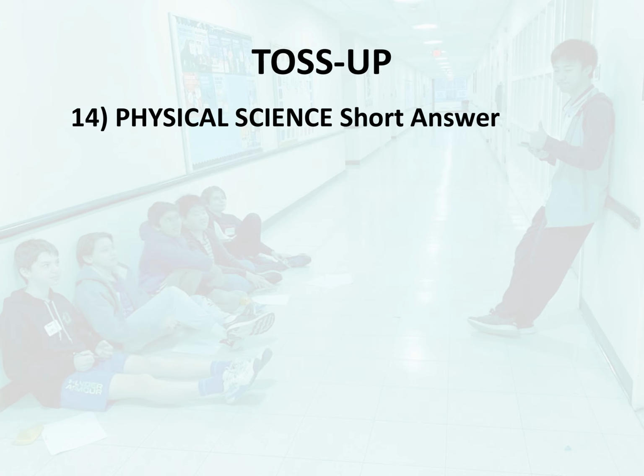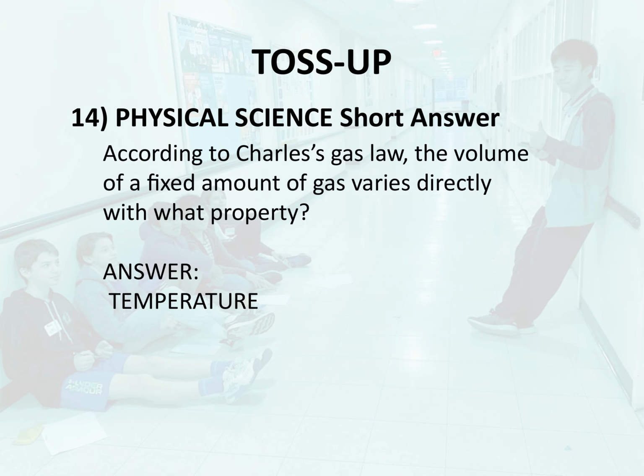Toss-up 14. Physical science. Short answer. According to Charles's gas law, the volume of a fixed amount of gas varies directly with what property? Answer: temperature.